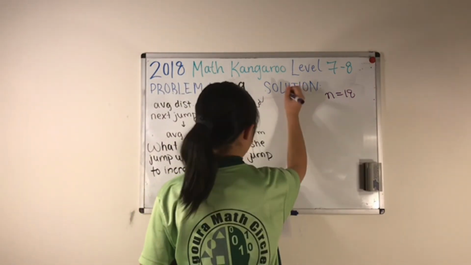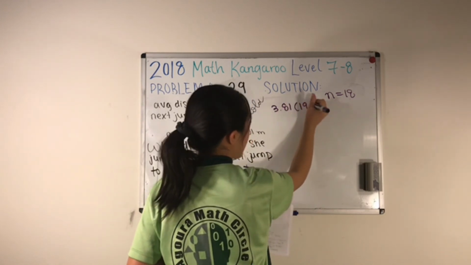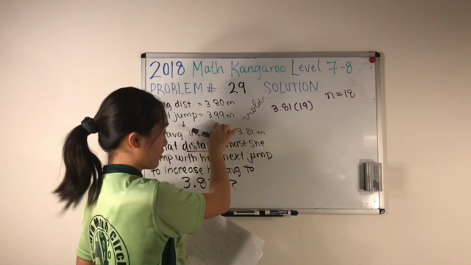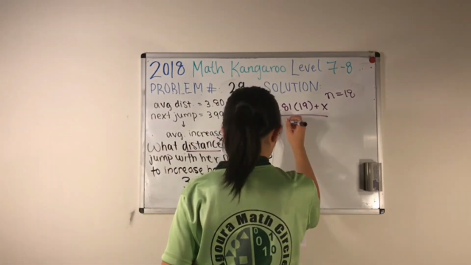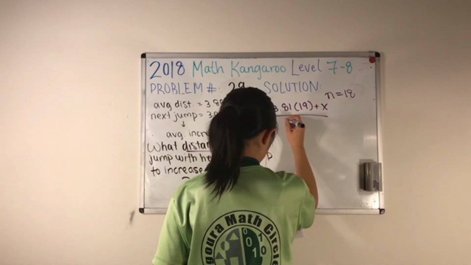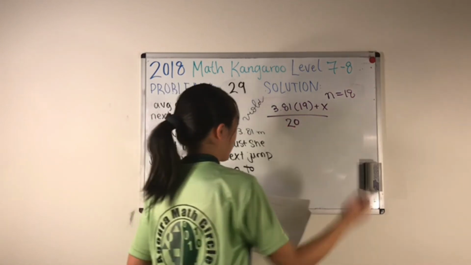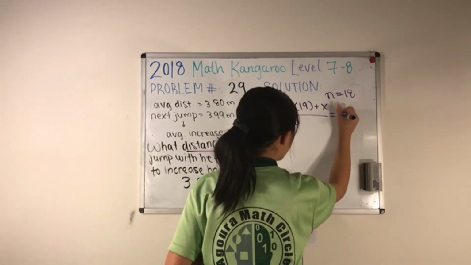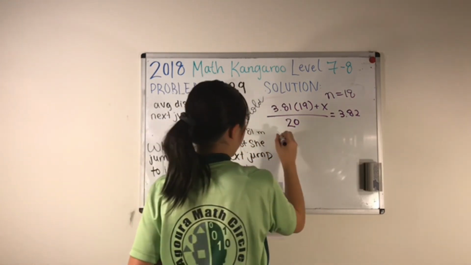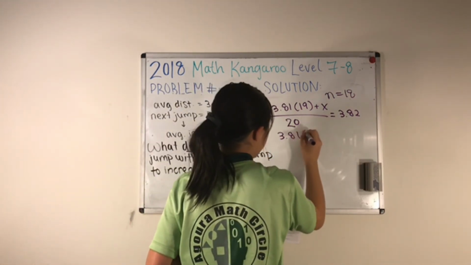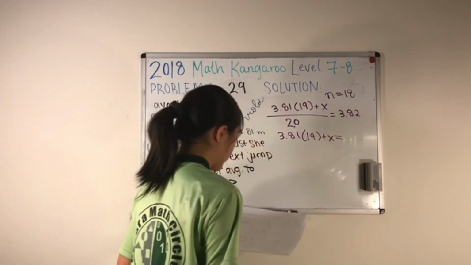So now we just do 3.81, which is her new average, times 19, because now she has done another jump, which is the 3.99, plus x, which we don't know, over 20, because now she's done 20 jumps, including the x, this will be her 20th jump, is equal to 3.82. Now we just multiply 20 to both sides and we get 3.81 times 19 plus x is equal to 3.82 times 20.